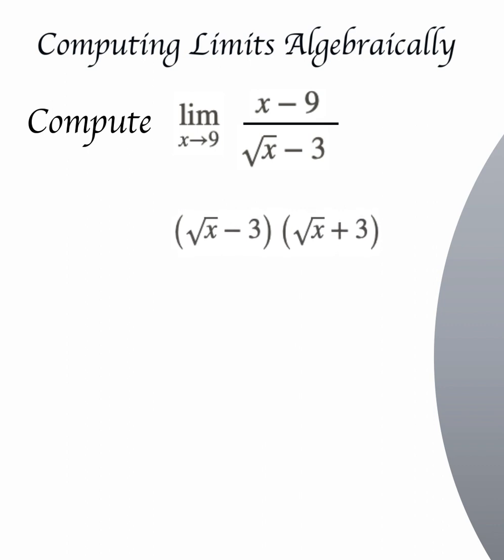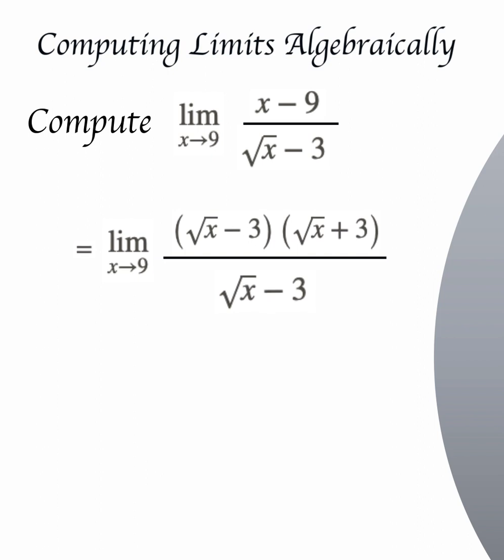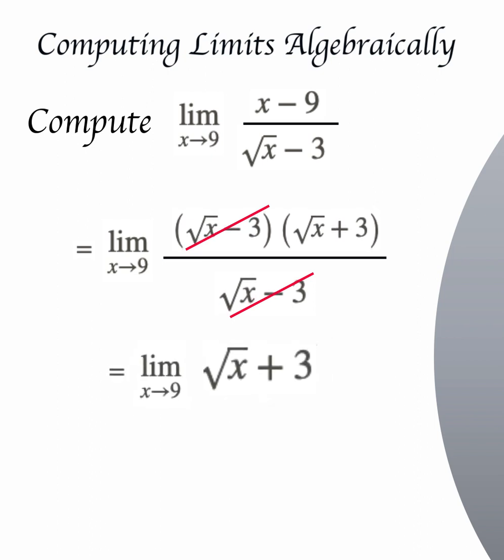If you know that, you can do it straightforward, over radical x minus 3, and here we have the limit as x approaches 9. We can cancel radical x minus 3 with radical x minus 3, then you will be left with radical x plus 3. Now we substitute 9 for x in the radical, you will get radical 9 plus 3, which is equal to, radical 9 is 3, plus 3, which is equal to 6.